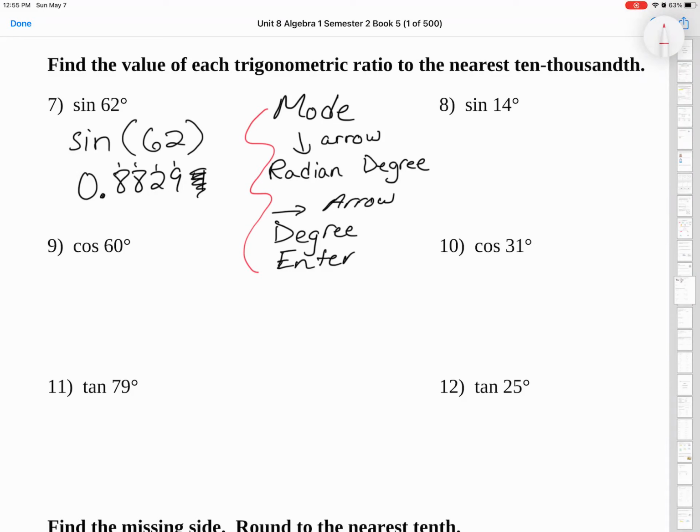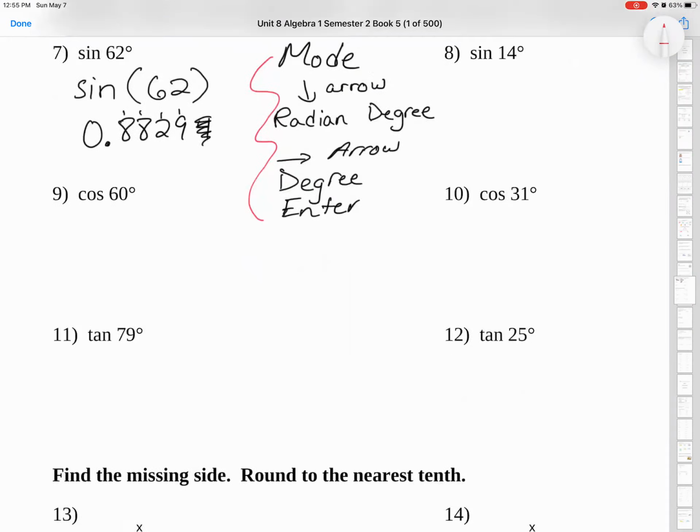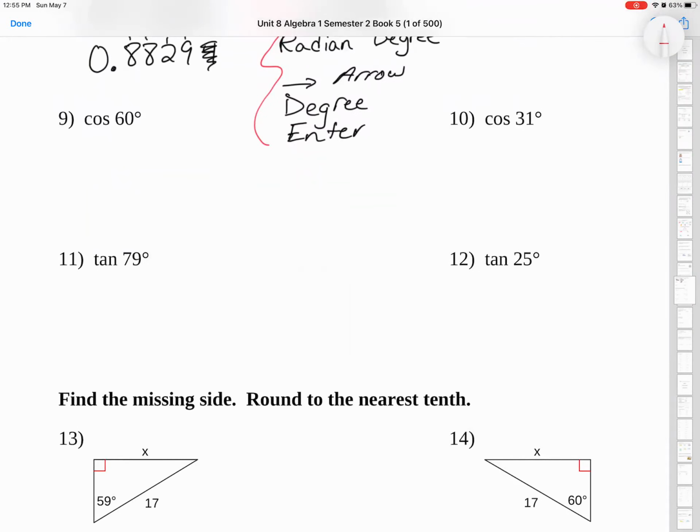All right, now we're going to go ahead and try and find the cosine of 60 degrees. Well, essentially, guys, you literally just plug it in your calculator. So you hit the cosine key, it opens that parentheses, 60, close the parentheses. Trust me, it's a good habit. And then hit enter. And when you do that, you end up with 0.5.